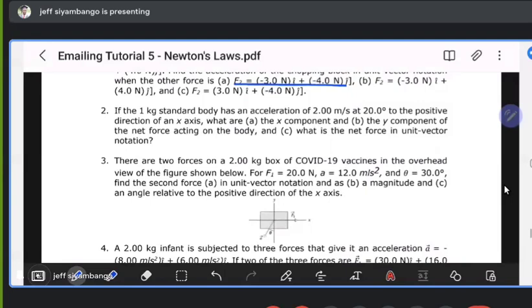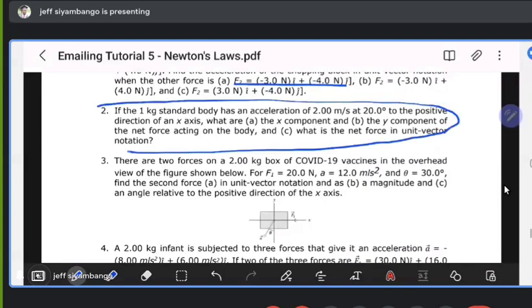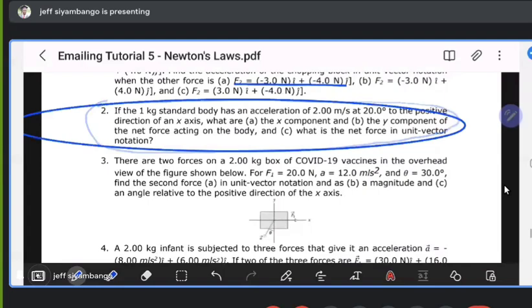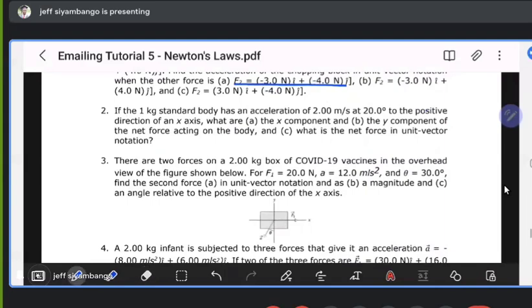Okay, and again something easy. But it all depends on how we understand this question. If we fail to understand the question, we are going to struggle to answer it. So what are they saying? We have a 1 kg standard body. The standard part is just there to confuse us. So this is just a 1 kg object that has an acceleration of 2 meters per second at 20 degrees to the positive x direction.